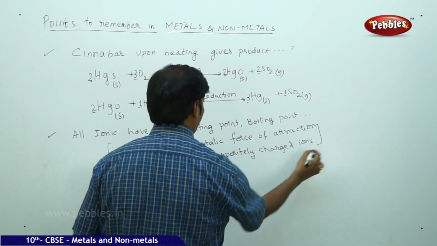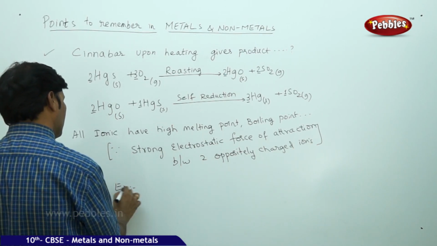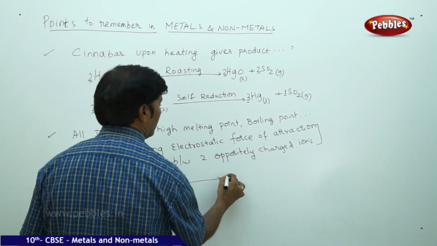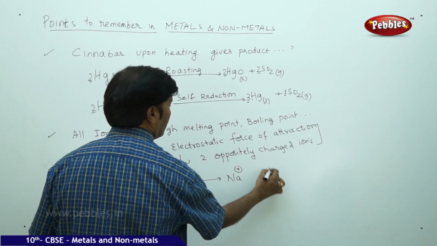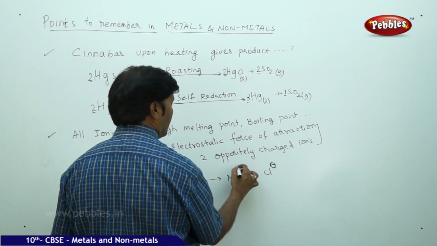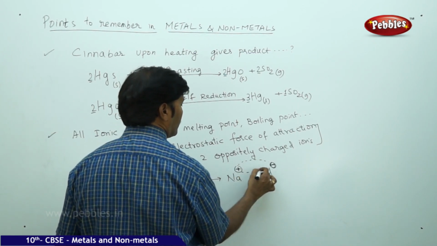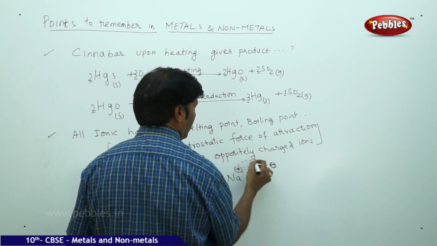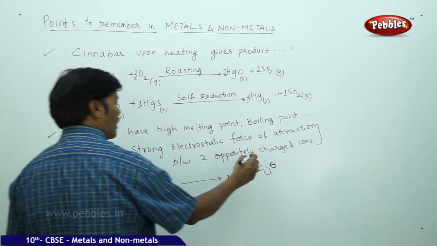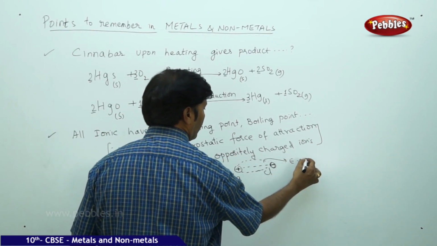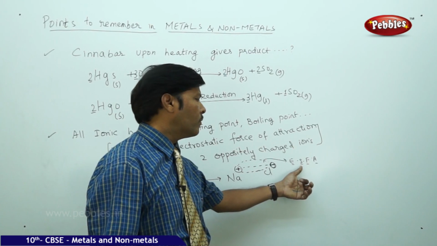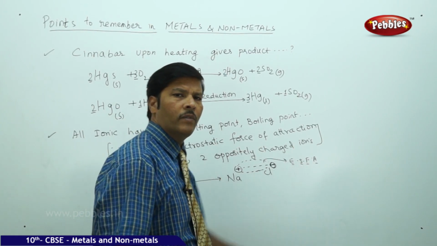Example, we can take NaCl. Aqueous, it gives 2 ions, Na plus and Cl minus ion. Cl minus is an anion and Na plus is a cation. So you can see the strong electrostatic force of attraction in the ionic molecule. This is the strong electrostatic force of attraction, ESFA.